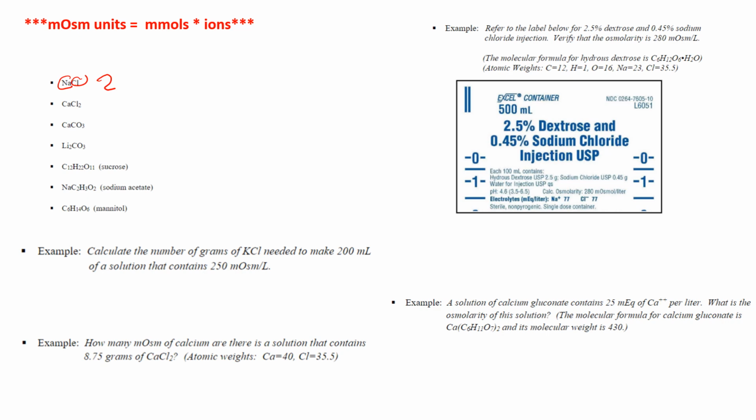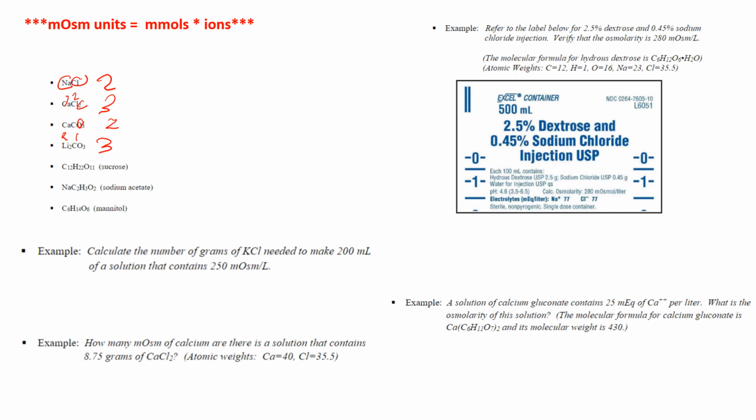Calcium chloride. You can see that there are two chlorines attached to that calcium, so there are actually three here, because there is one calcium and two chlorides. Calcium carbonate, even though this O is a 3, the carbonate ion doesn't break apart, so there are actually only two here, because it's calcium, and then carbonate will dissociate from calcium, but it won't break apart into carbon and oxygen. Same idea with lithium carbonate: two lithiums, one carbonate, 3.